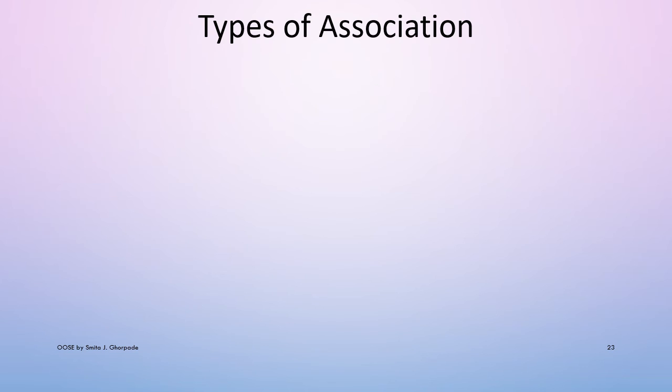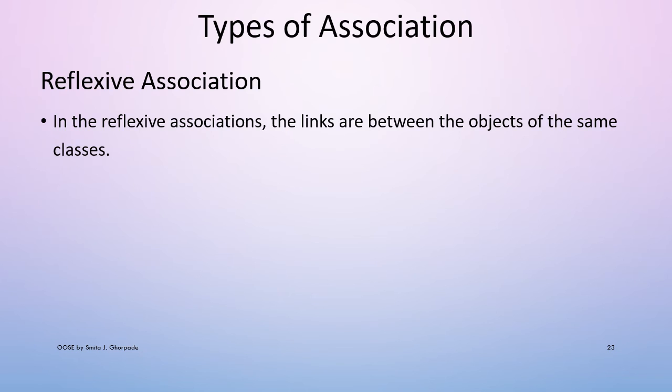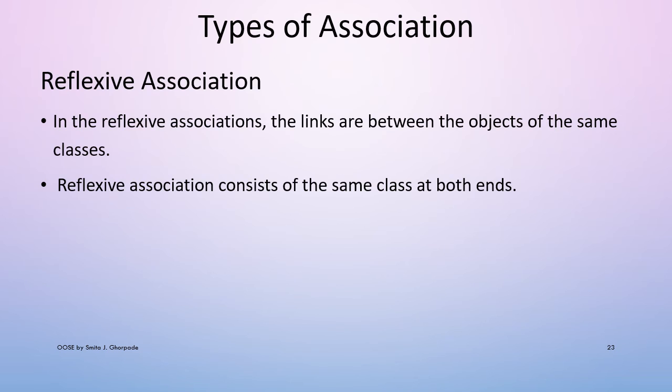Now different types of association. Association means connection between one or more elements. First type of association is reflexive association. In reflexive association, the links are between the objects of the same classes. In other words, it can be said that reflexive association consists of the same classes at both the ends.